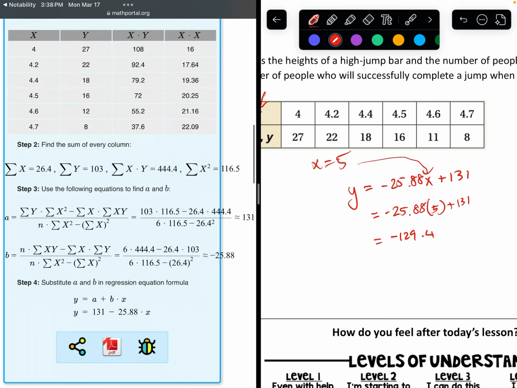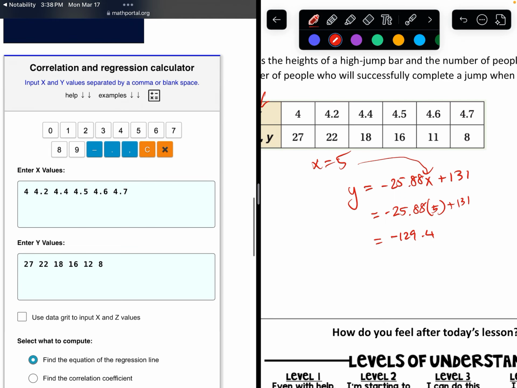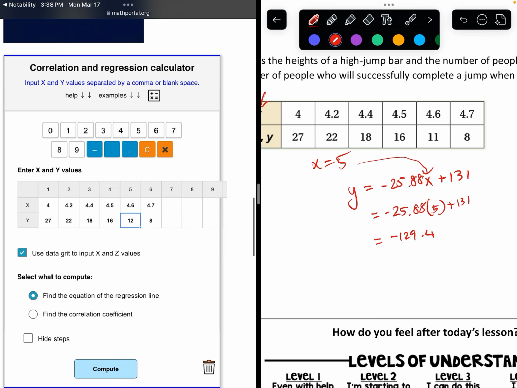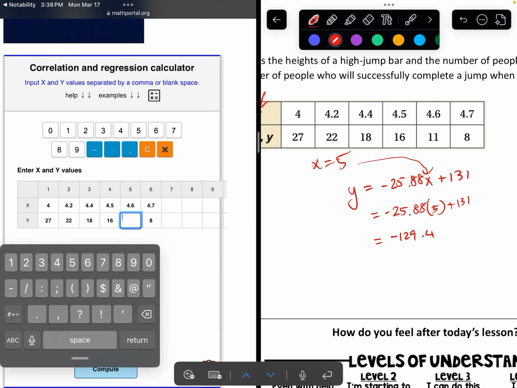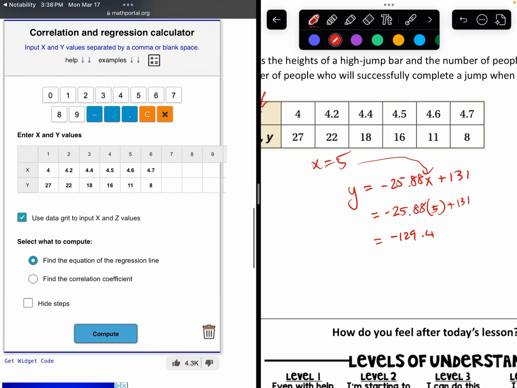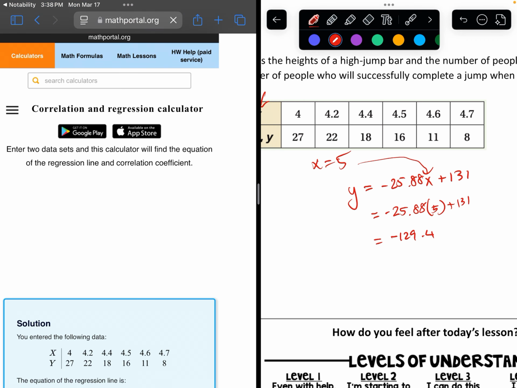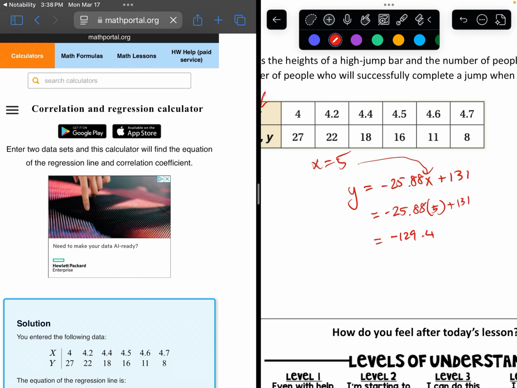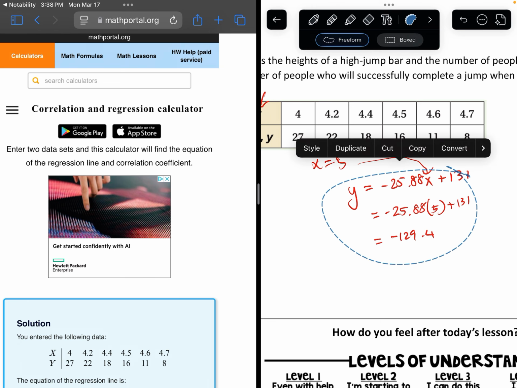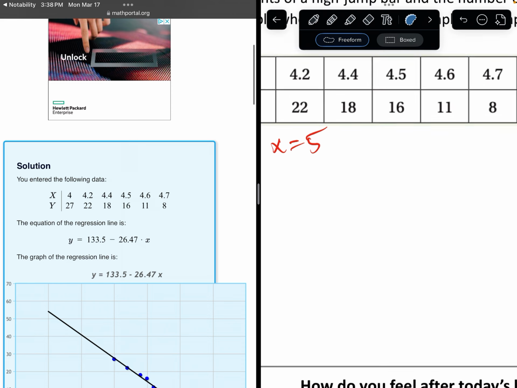Oh, I did something wrong. It shouldn't be 12. It should be 11 here. I apologize for that. Let me fix that real quick. I was going to say, something didn't seem right here. Let me try that again. So the actual equation, that makes more sense.